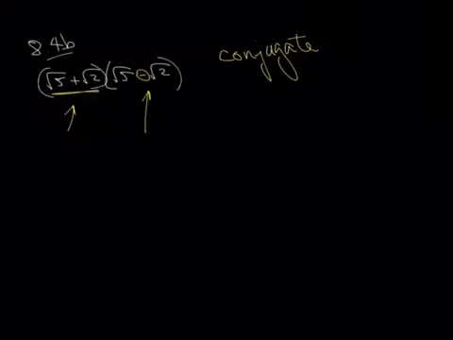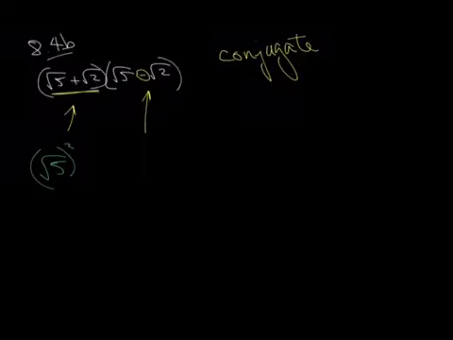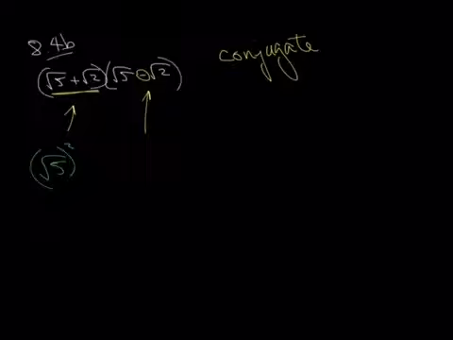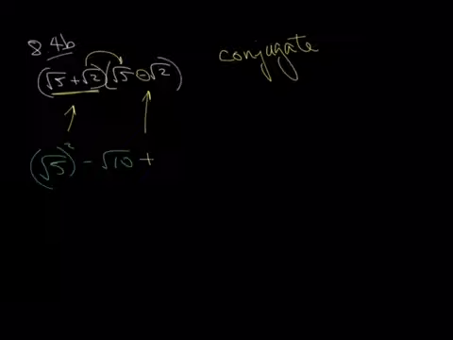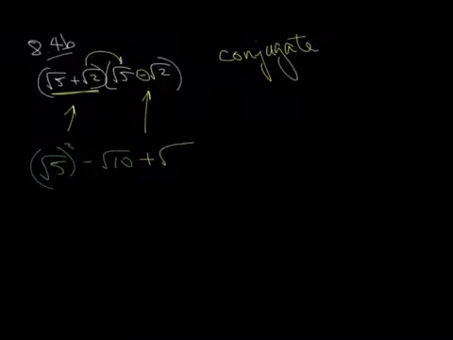So we have square root of 5 times square root of 5. There's the square root of 5 squared. The outside would be square root of 5 times negative square root of 2, which would be negative square root of 10. And then the inside, square root of 2 times square root of 5. And then last, square root of 2 times negative square root of 2.